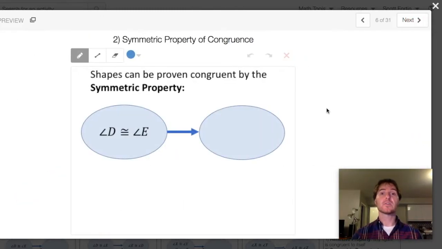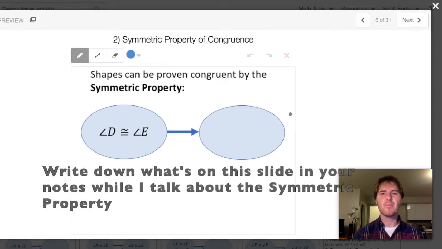Moving on here, this one's not that important, but it's in your section right here, the symmetric property of congruence. Shapes can be proven congruent by the symmetric property. So what symmetric property means is, remember in Algebra 1, you used to draw a line of symmetry right down here. So the symmetric property is the thing that tells us that the side of the congruent symbol doesn't matter at all.